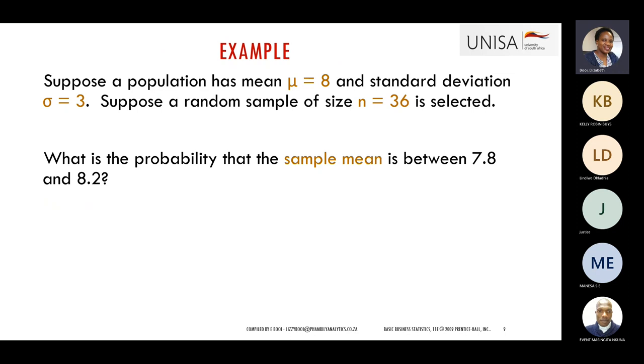Suppose a population has the mean of 8 and the standard deviation of 3. Suppose a random sample of size n is selected. What is the probability that the sample mean is between 7.8 and 8.2? They are asking us to find the probability that the sample mean lies between 7.8 and 8.2. I'm going to write the formula: the sample mean minus the population mean, divided by the standard error, which is the standard deviation divided by the square root of n, and this is our z, lies between the two values.